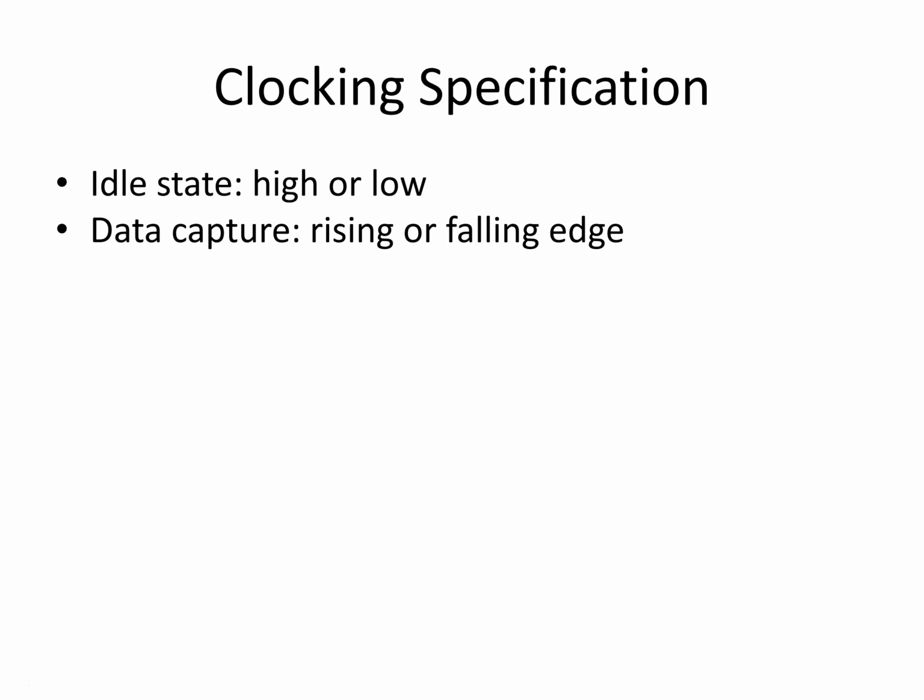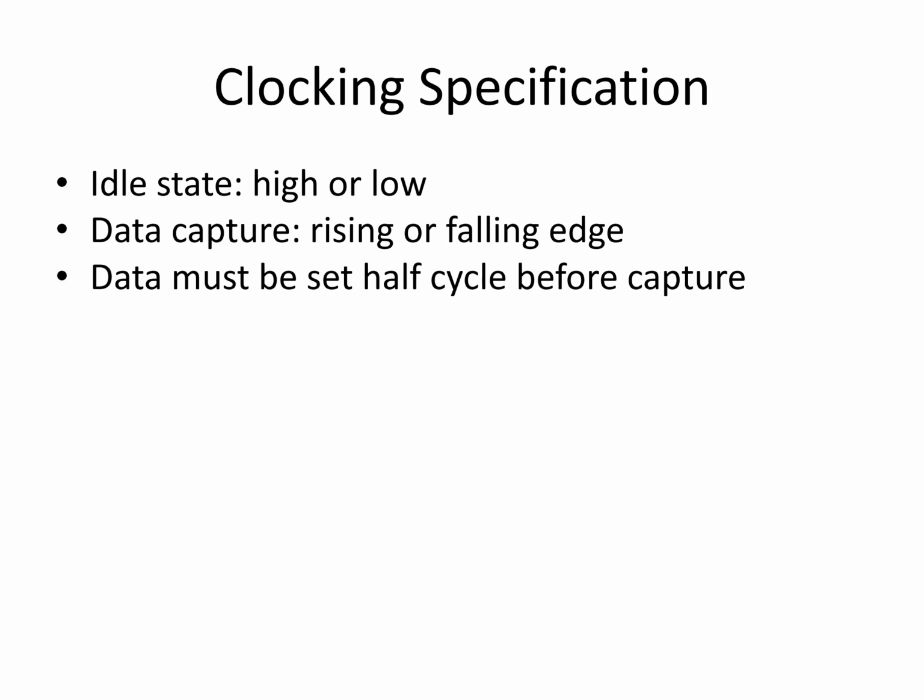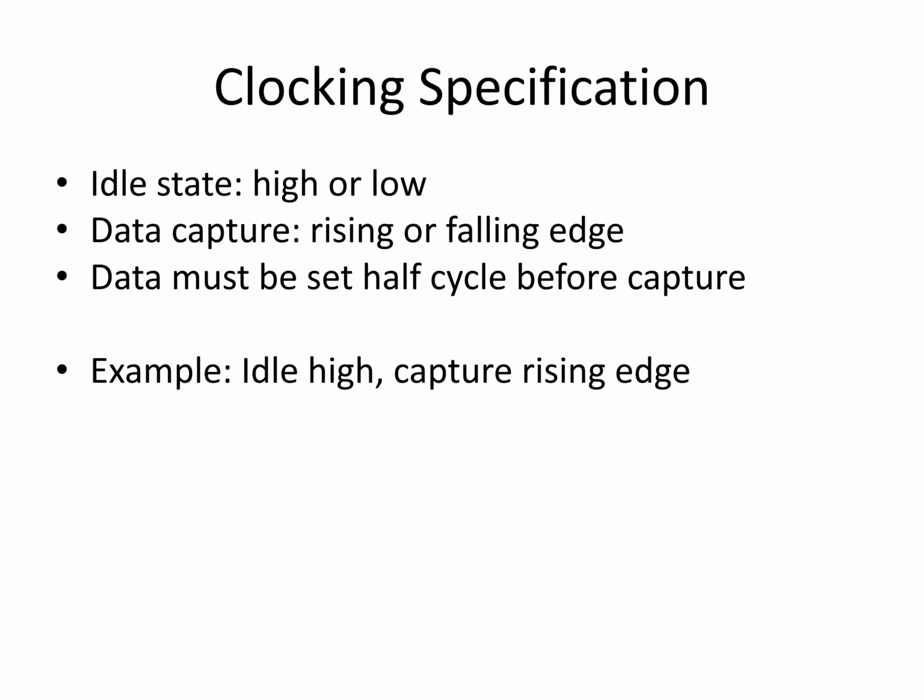And the one caveat to this is that the data must be set a half cycle before it is captured. So depending on how the idle state and the capture is set up, this indicates when you have to change the data on either the master or the slave being sent out on the data lines. And so as an example of what this would look like, if we had a system set up that had an idle high state for the clock and it captured the data on the rising edge of the clock.